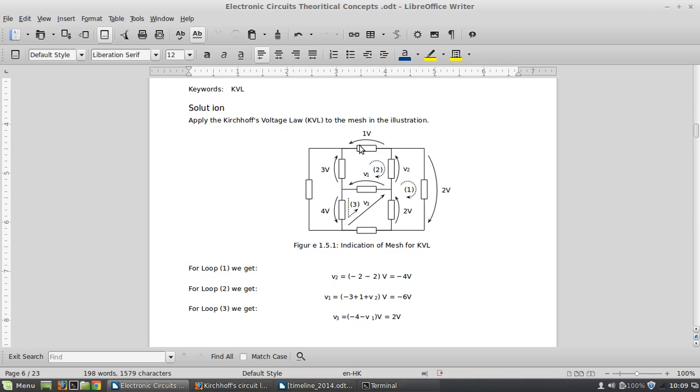Solving for V2 we will get something like minus 4. And solving for the second one, solving for V1, we will get minus 4 here, that will turn positive, so minus 4, minus 1, minus 5, and this one will be positive, so minus 5, positive 3, minus 2. So the solution is provided here, minus 2 and this is minus 4.